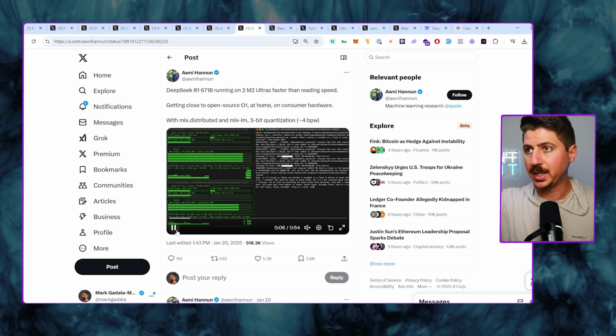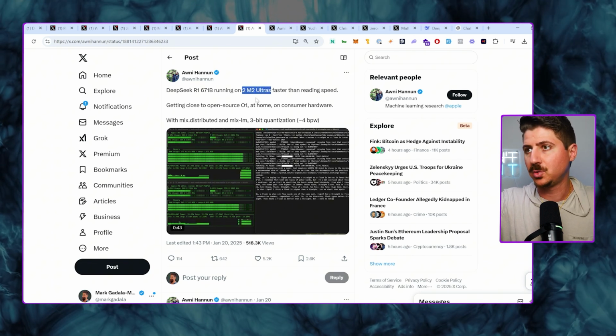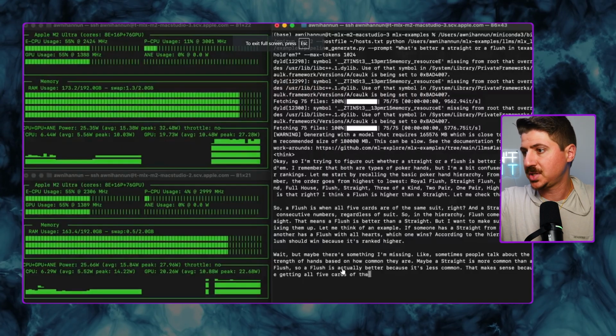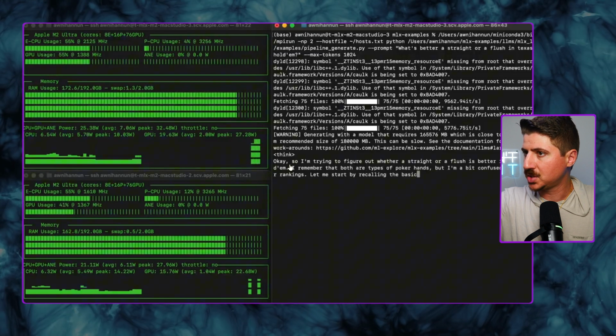Now, I'm going to show you how you can do this a lot cheaper with other systems. So this guy is running it on two M2 Ultras. Still a pretty big setup, right? Two M2 Ultras is a pretty robust setup here, and it's actually working pretty good. So you can see here how he asks it a question, and it starts thinking, and you can see it's coming through this process.